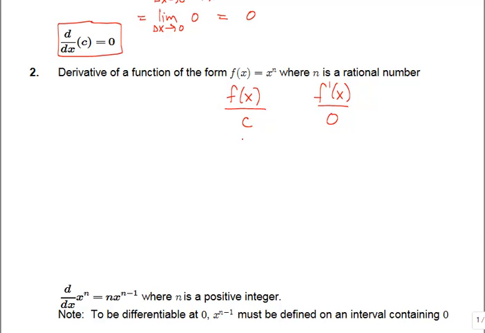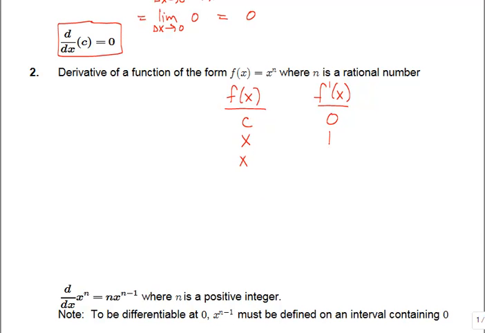Now let's talk about what happens if the function is just a plain old x. What would be the derivative of that? Well, since x is a linear function with a slope of 1, and a derivative is the slope of the tangent line, then the tangent line to this linear function would be the line itself. Therefore, the slope of the tangent line would be the same as the slope of this line, which we know is 1. So the derivative of x must be 1.